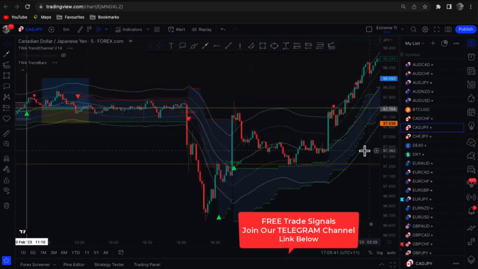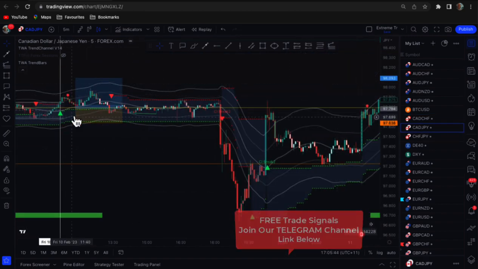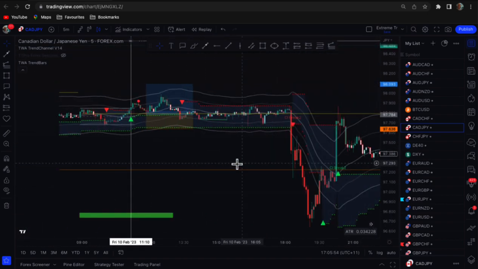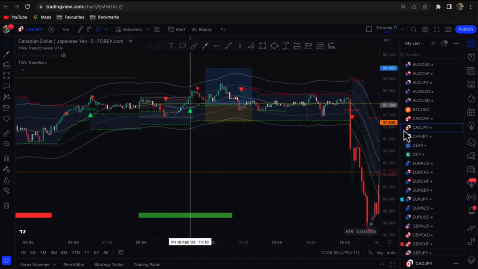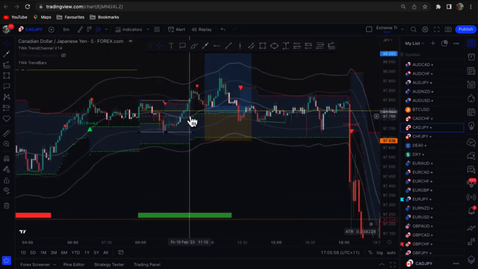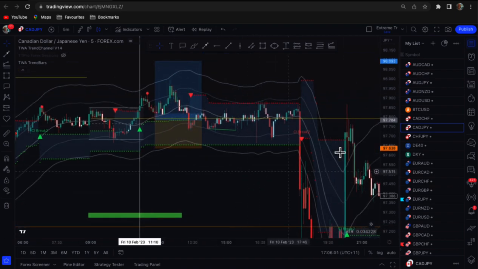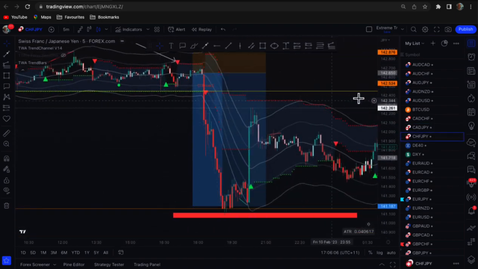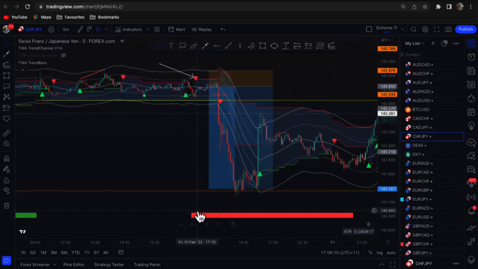Let's just run through a few more of these and show you some of them. Okay, green, green, but we didn't get a triangle or a dot, so we just let it go. That's back here. We got a triangle within this green zone, so that was a buy on the pullback. Okay, there's a trade. Swissy yen. So far, guys, we're looking at 100% win rate here.